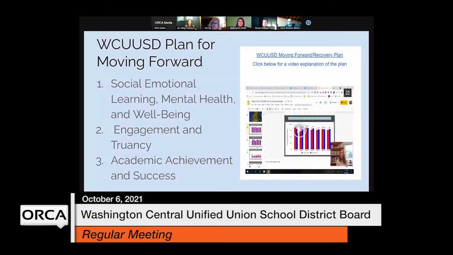We know that emotional well-being impacts a student's engagement, school attendance, and academic success. So adding emotional wellness support increases success in other areas. The three pillars of the Moving Forward plan are informing our work and our planning.